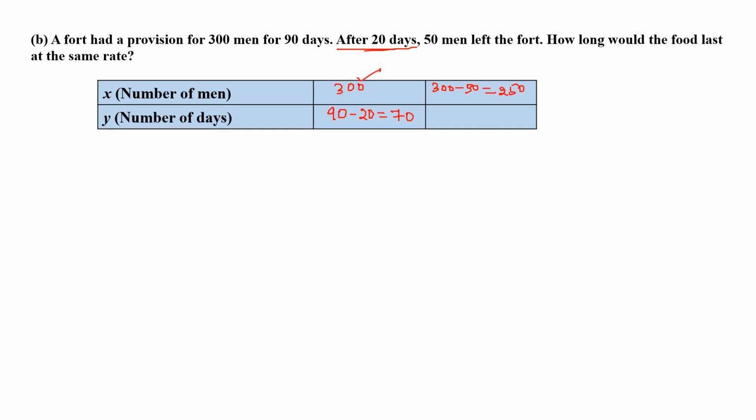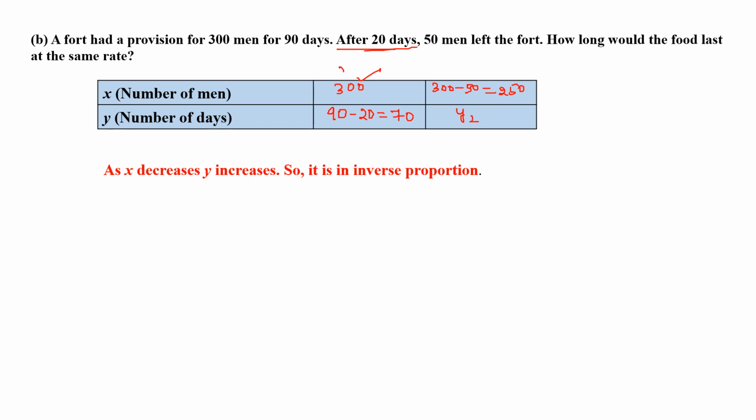And you have to find how long the food would last. So I assume this variable as y2. Now as the number of men is less, the food will last for more days, isn't it? So it is in inverse proportion. So you have to write: as x decreases, y increases. So it is in inverse proportion.